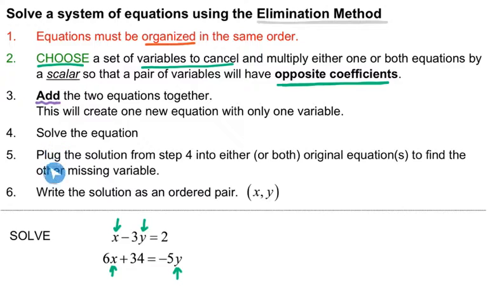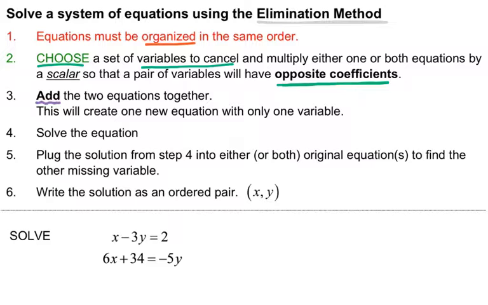And then the steps are, as we did in the previous video with our substitution method, we're going to solve for that one variable we have. And then we'll plug that variable into one of the two equations to determine the other missing variable, finally writing our solution as an ordered pair.